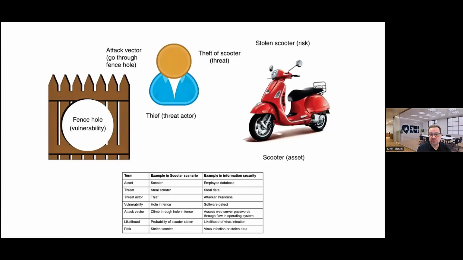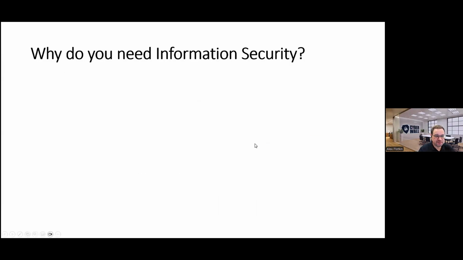That's just to show that we have a scooter, which is the asset. The risk is that the scooter will be stolen by theft, and there is a threat actor that uses the hole in the fence, which is the vulnerability, to steal our scooter, right? I was trying to bring it to the simplest way I can, the complicated things we discussed.